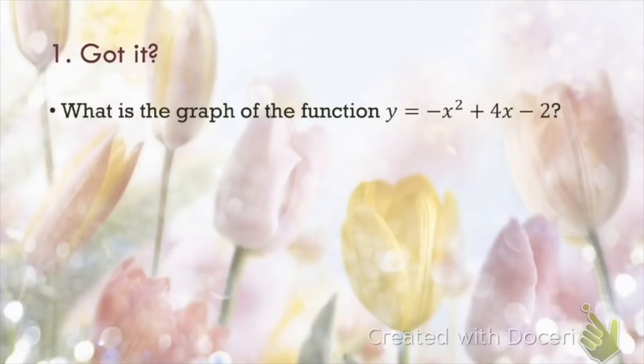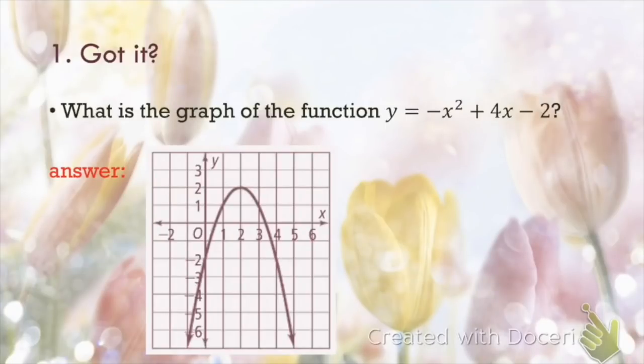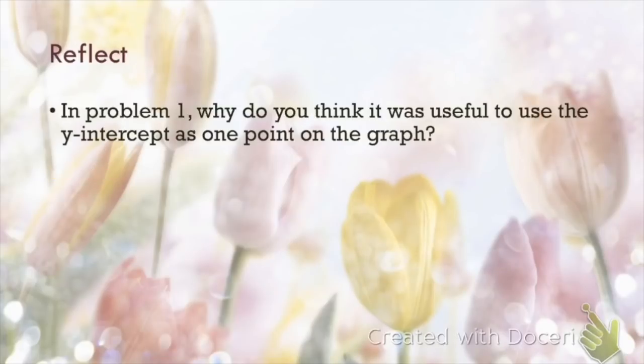All right, welcome back. Go ahead and check out your answer here. Hopefully you noticed that in the original equation, the coefficient of the squared term is negative, so that should have told you right off the bat that this was opening downward and that your vertex was a maximum value. All right, let's continue on.